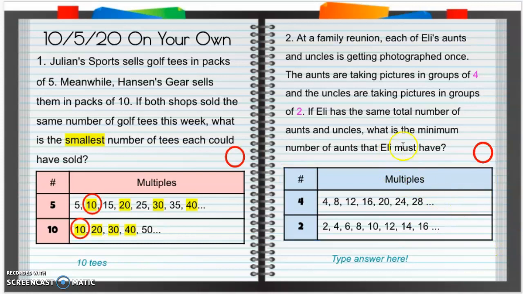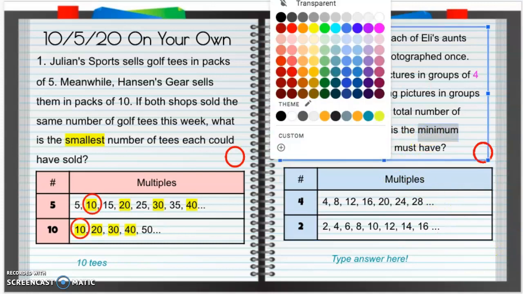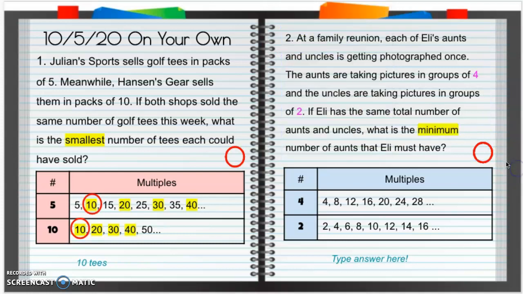So let's find our least or minimum. That key word there is going to help us: minimum or least. Least common multiple. Is there a 4? They do share a 4. So the first number that they share is a 4. So the minimum amount of aunts that Eli could have, he could have more than that, but the smallest number would be 4. So 4 aunts is the smallest number that he could have. And that is our on your own.